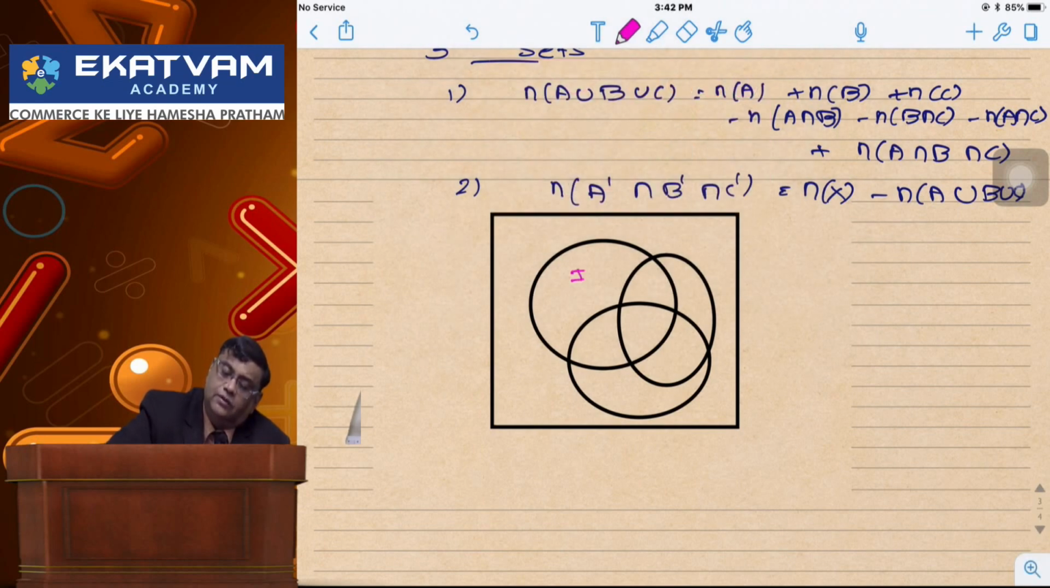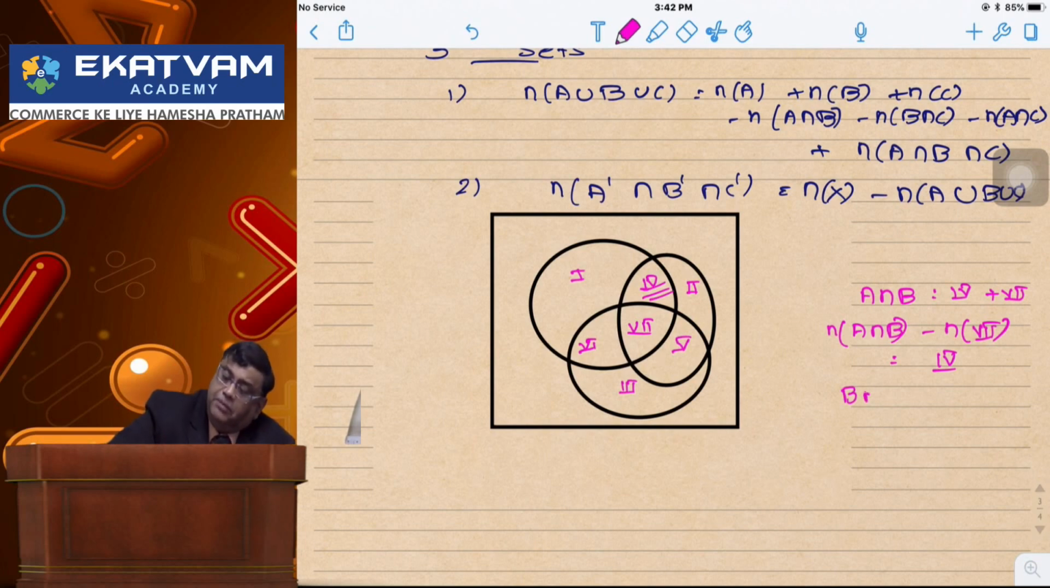This is region 1. This is region 2. This is region 3. Then 4, 5, 6, 7. So always try to understand that A intersection B will be 4 plus 7. Clear? And therefore n of A intersection B minus n of the 7th region, which is common, is going to give me the 4th region.